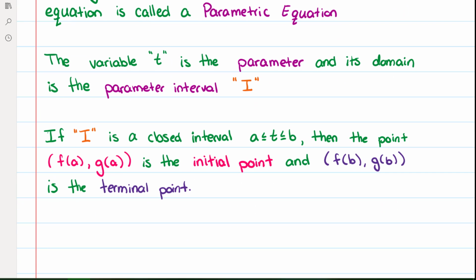If I is a closed interval from a to b, then the point f of a, g of a is the initial point, and f of b, g of b is what we call the terminal point. So the initial point is the starting value, usually t equals 0, but it could change. And b is going to be your final point or your final time.